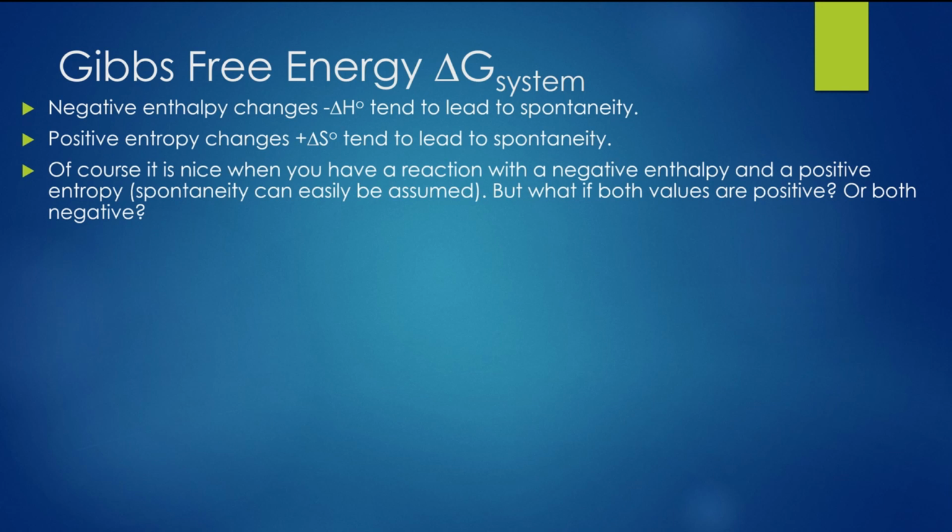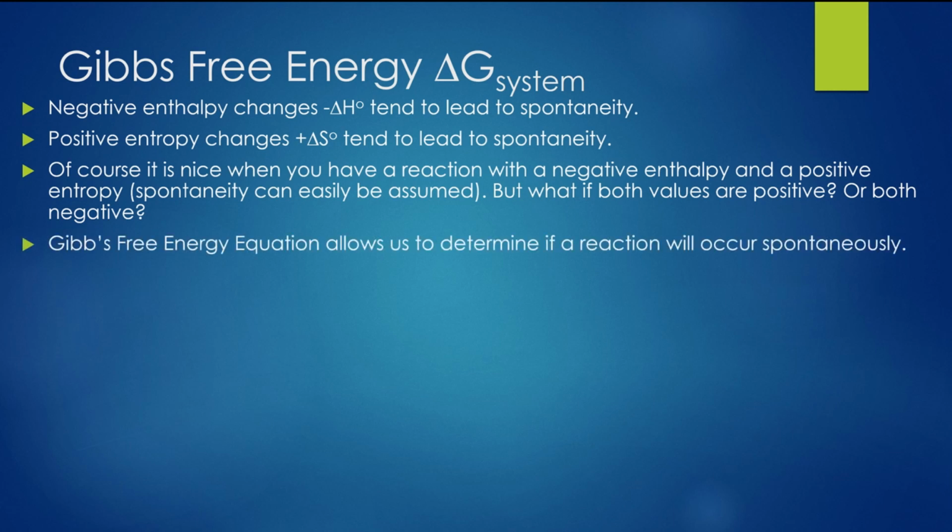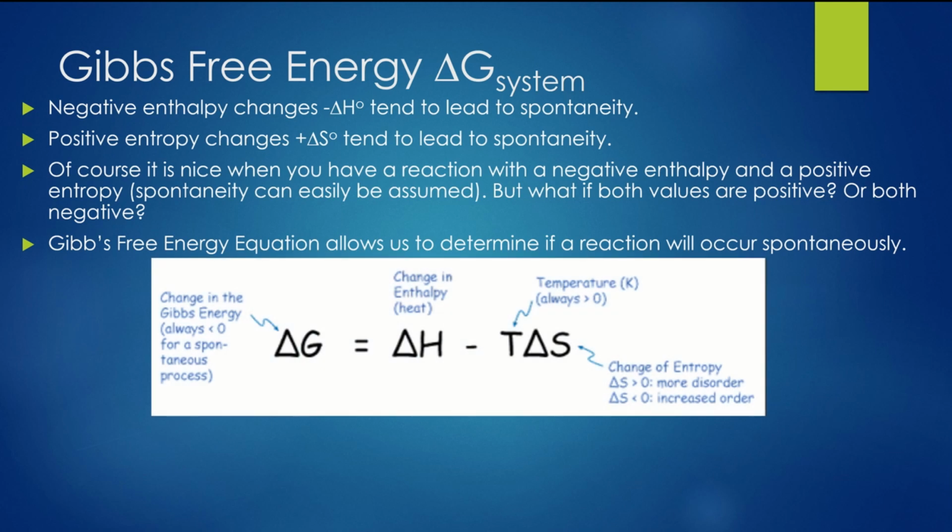But what if both values are positive or both negative? So you're having an endothermic reaction, but you have a really high change in entropy. Or vice versa, you have a very exothermic reaction, but you're decreasing entropy. What then? Will the reaction be spontaneous or not? And that leads us to the Gibbs free energy equation, which allows us to determine if the reaction will occur spontaneously.